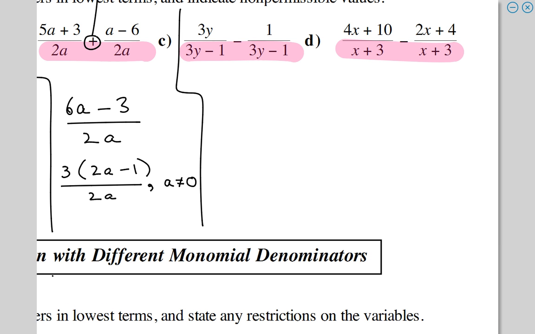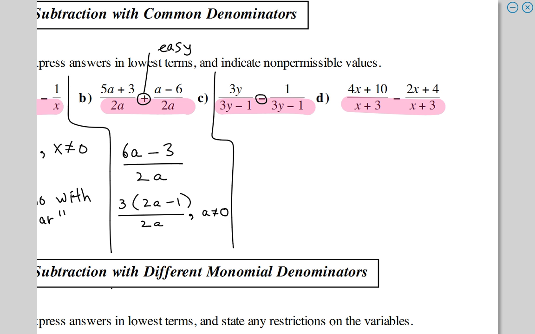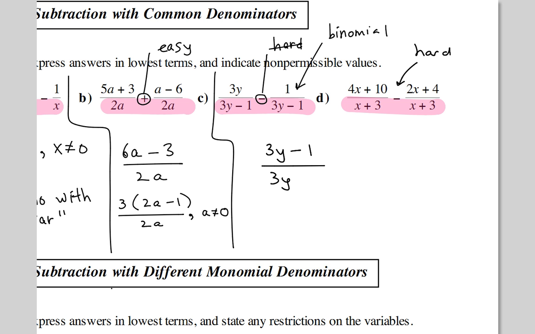Next one, subtraction. Hard only if this is a binomial. If the second term that you're subtracting is a binomial, it's hard. So, in fact, this one's not hard. This one's hard. The second one's easy. C is easy, actually. So just combine the tops. What's it going to be? 3y minus 1 all over 3y minus 1. What's this? 1 over 1, which is just 1.